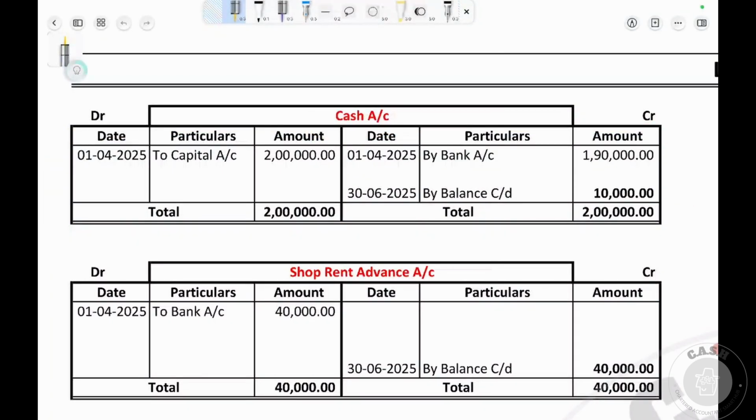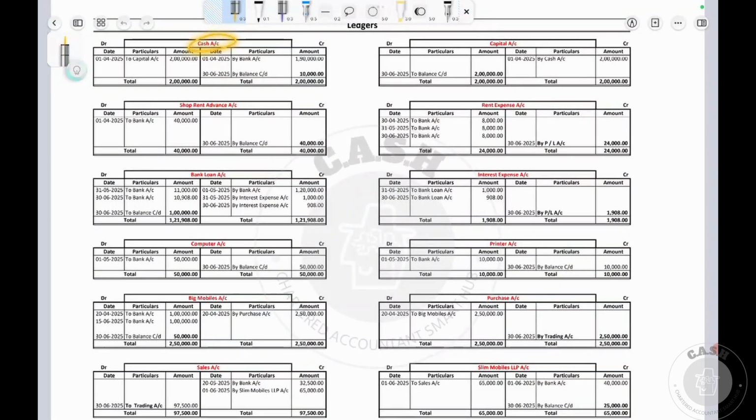If you observe, the journal entry didn't say balance carried down. Then why is it here? This is the balance available with this account as on balance sheet date. 2 lakh you collected from capital and you deposited 1,90,000 to bank. So in cash account, you have 10,000 balance. Like we did for cash account, we have to prepare ledgers for all the accounts separately. With that, we can prepare trial balance, P&L and balance sheet.